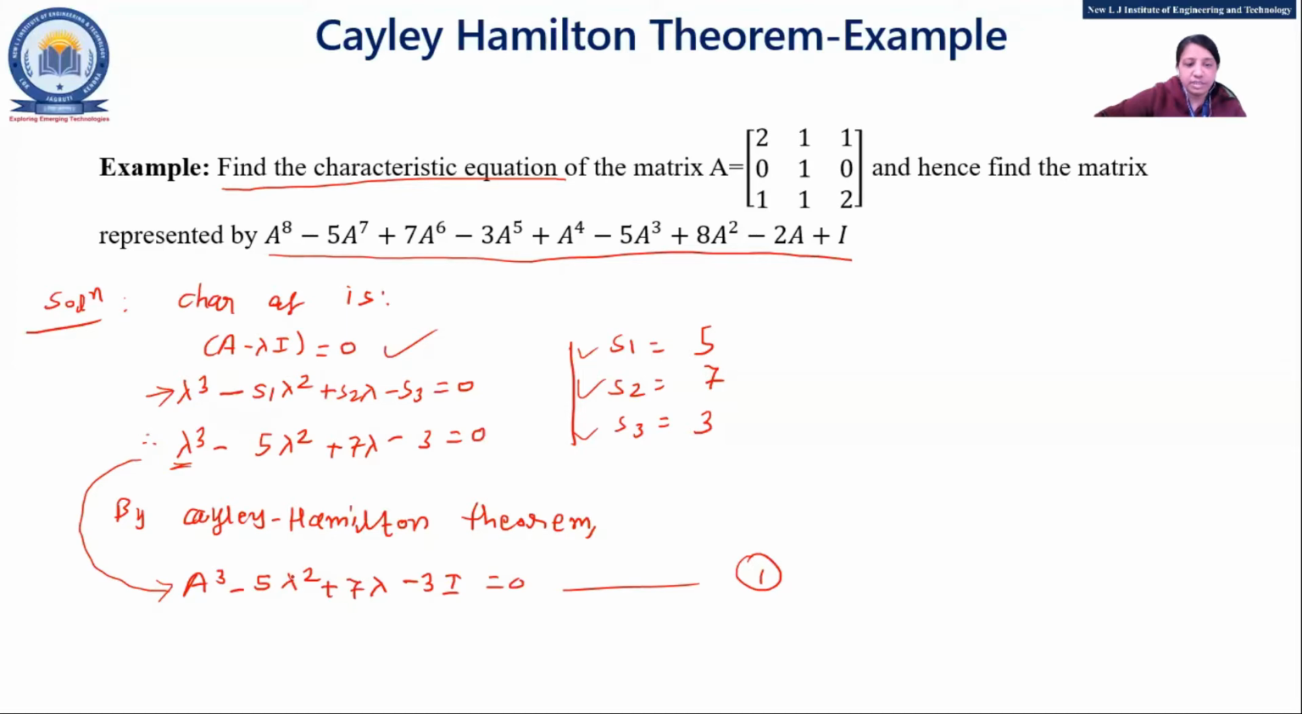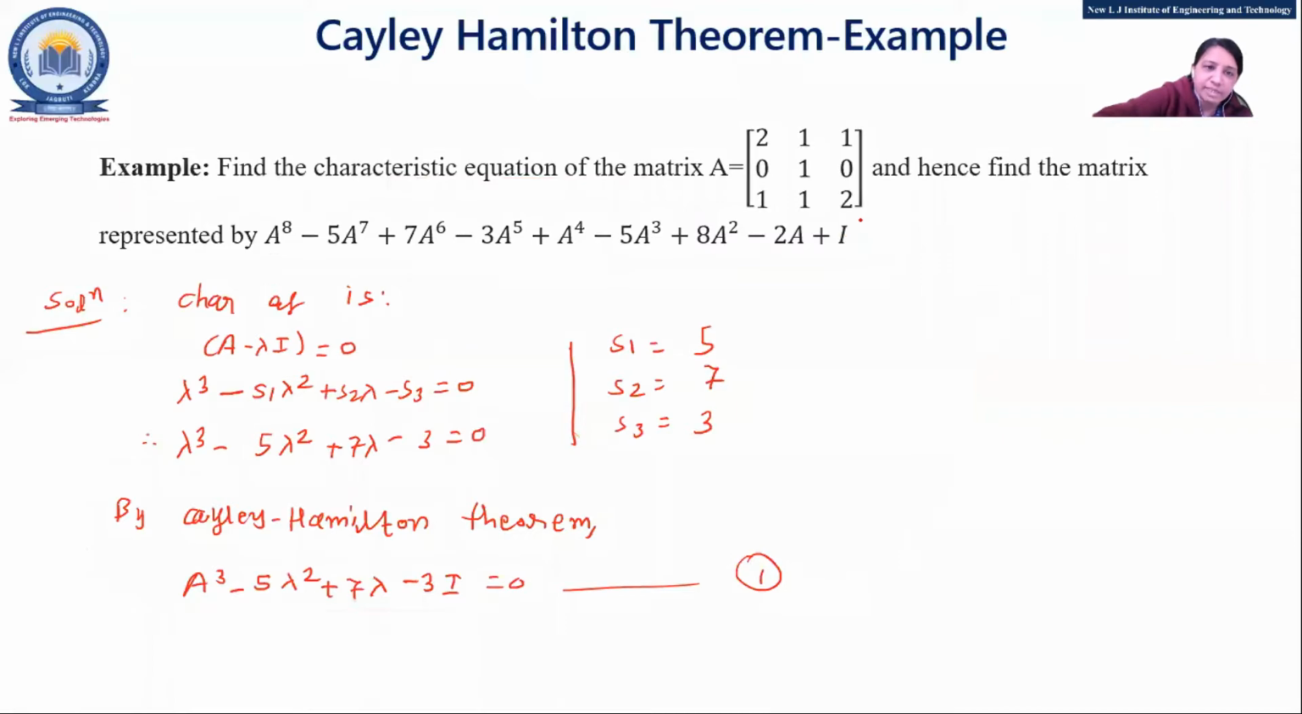So you can see that by the Cayley-Hamilton theorem, A cube minus 5A square. Okay, here it was a mistake. Here it should be A square. Then 7A minus 3I. So this is the Cayley-Hamilton theorem characteristic equation. We have not verified it, right? But this is the characteristic equation. Clear? Now, hence find out this or represent this in terms of what? This one. So what are we going to do? We will use this characteristic equation to solve this. This is the main purpose. How we are going to do that will be in the next slide.